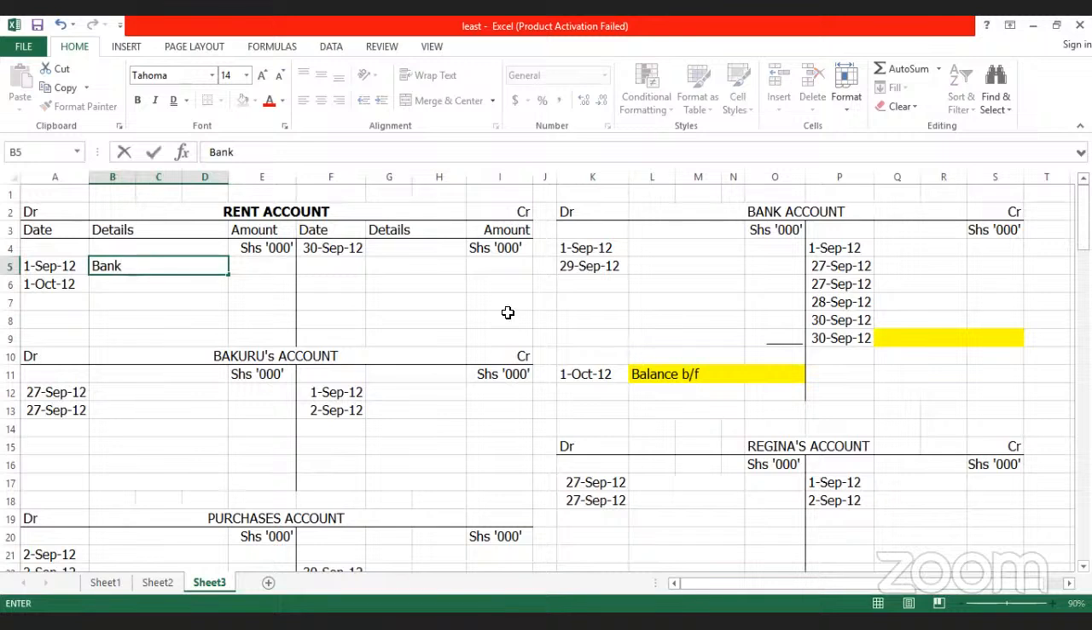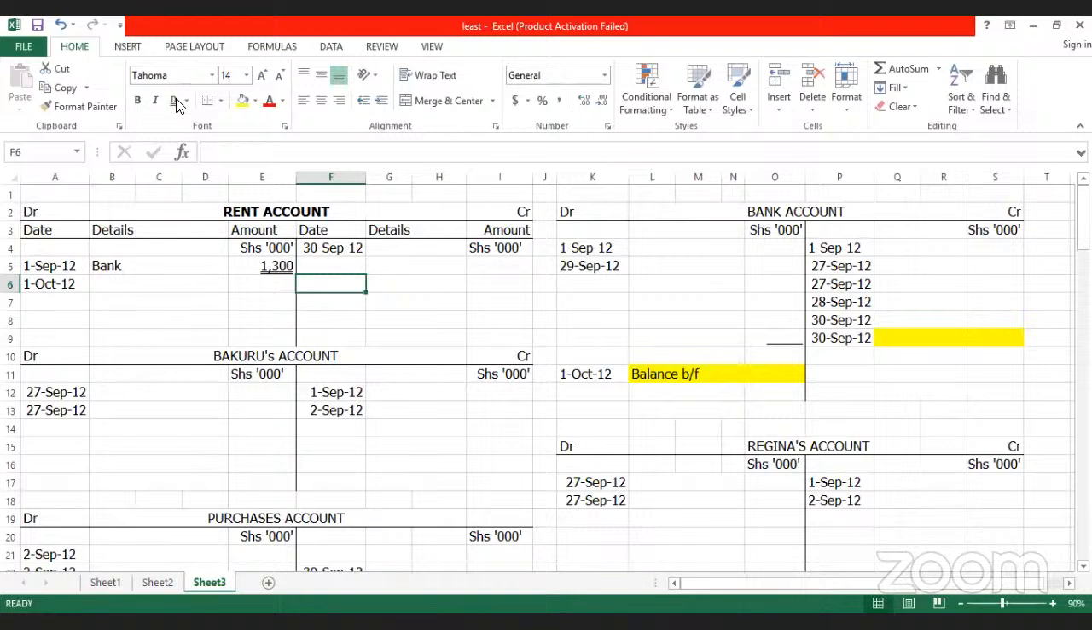How much rent was paid, members? How much is the rent payment? It's 1,300,000. So we debit the rent account. But of course, we have to make a credit entry in the bank account. Don't forget, we have to make a credit into the bank account.